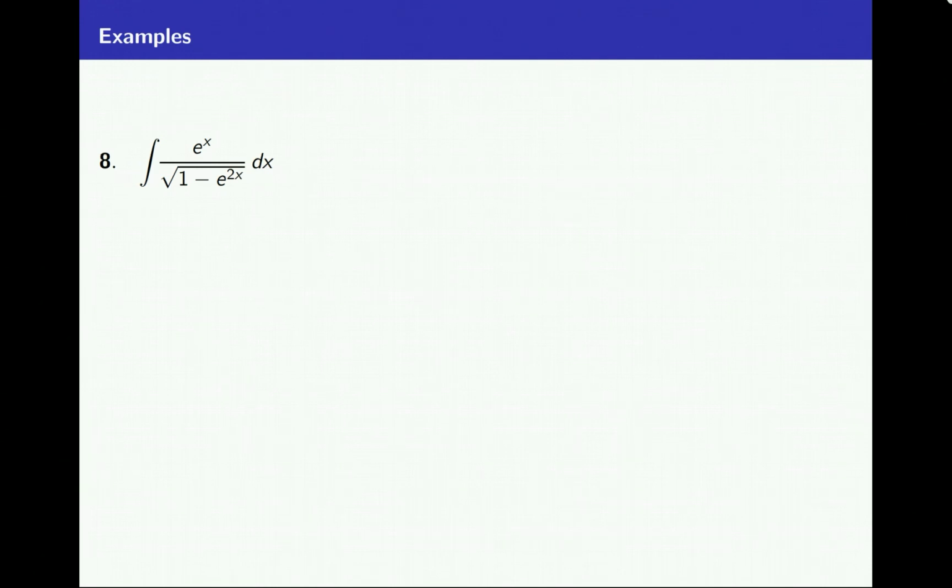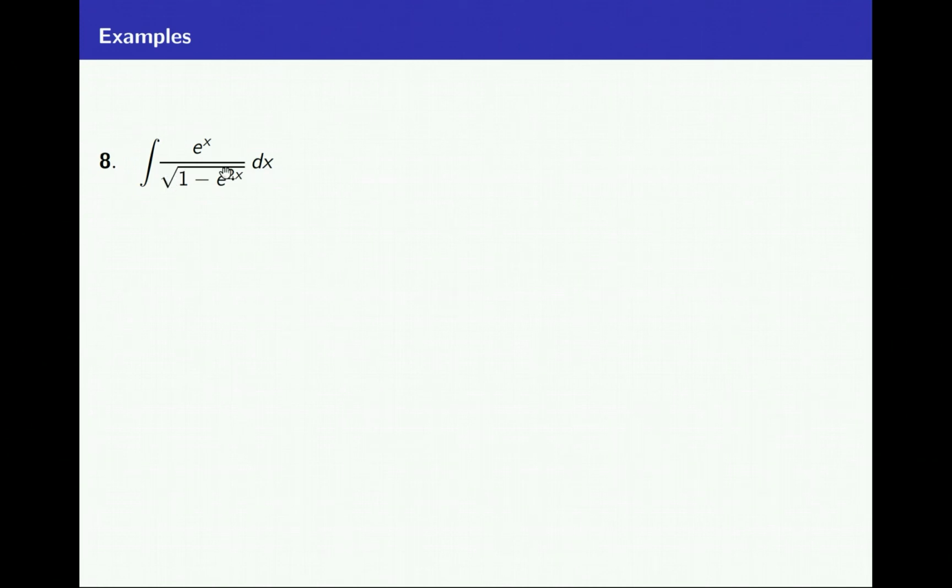Our final example will illustrate something that's bound to happen eventually when you use substitution. Every once in a while, you'll make the wrong choice for u, and things just won't work out. When that happens, and it will, try a different u and keep doing it until you can get something that works. Think about the integral of e to the x over the square root of 1 minus e to the 2x dx.